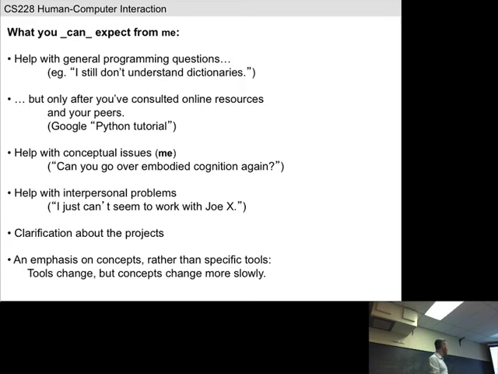Help with conceptual issues. We're going to talk about conceptual issues from lots of different sources in this class. HCI is very broad. It touches on psychology, social science, human anatomy, as we've mentioned, all sorts of things. We're going to draw a lot of concepts from a lot of different places, so I'm happy to go through some of those concepts with you after the fact.